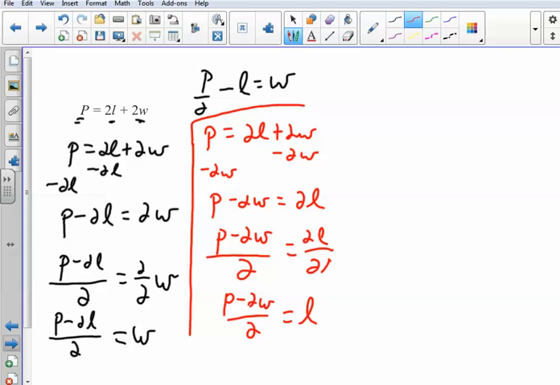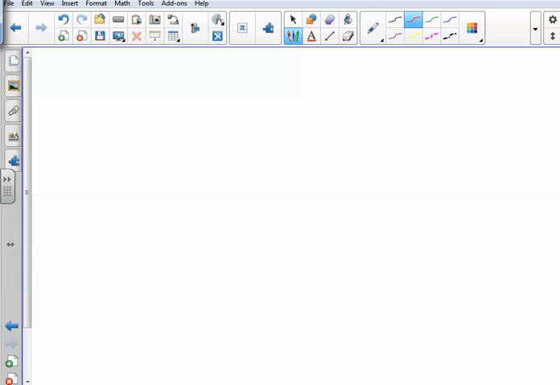There's one bonus one I guess we'll do. If I have a formula, a simple one, how about the circumference of a circle? C equals 2 pi r. There are only two variables here: the letter C and the letter r.